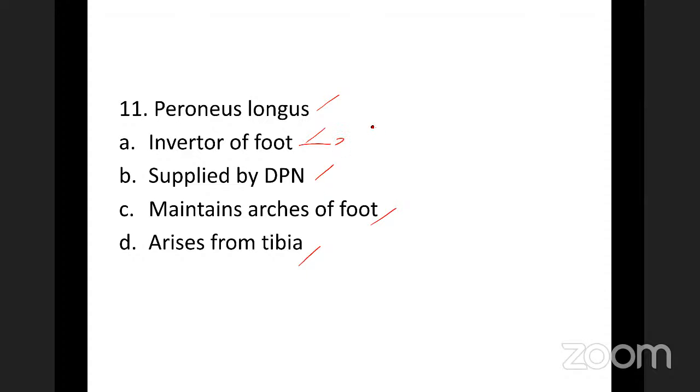Peroneus longus. Is this inverter or everter? Everter. Peroneus longus is supplied by superficial peroneal nerve. Very good. Does it arise from tibia? It arises from fibula. It actually maintains the arch of the foot. What is the arch of the foot? Our foot has two arches, medial arch and the lateral longitudinal arch. So peroneus longus maintains the lateral longitudinal arch. So the answer will be maintains the arches of the foot.